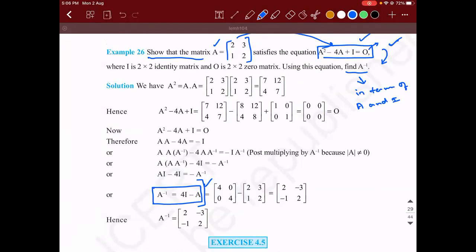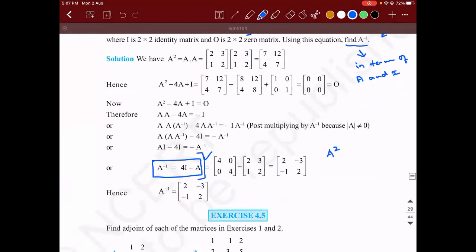A square minus 4A plus I. That you guys can do it, right? It's a simple thing. Now, how to find A inverse in terms of A and I is very simple. A square minus 4A plus I is 0. This is given. This is zero matrix, right? So how can you write A square? You can write it as A into A minus 4 into A plus I into I is equal to 0.